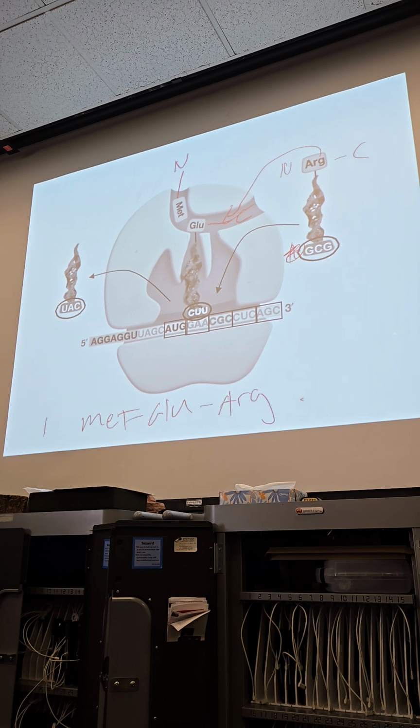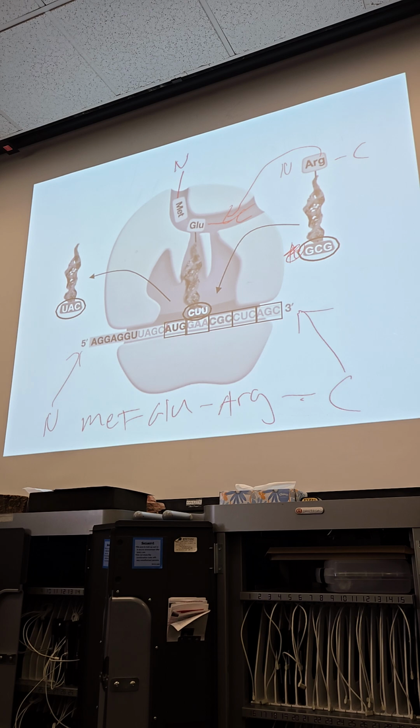N termini, C termini. N lines up with 5 prime, C lines up with 3 prime. So when I told you 3 becomes C, that was what process? Translation. 3 becomes C during translation.